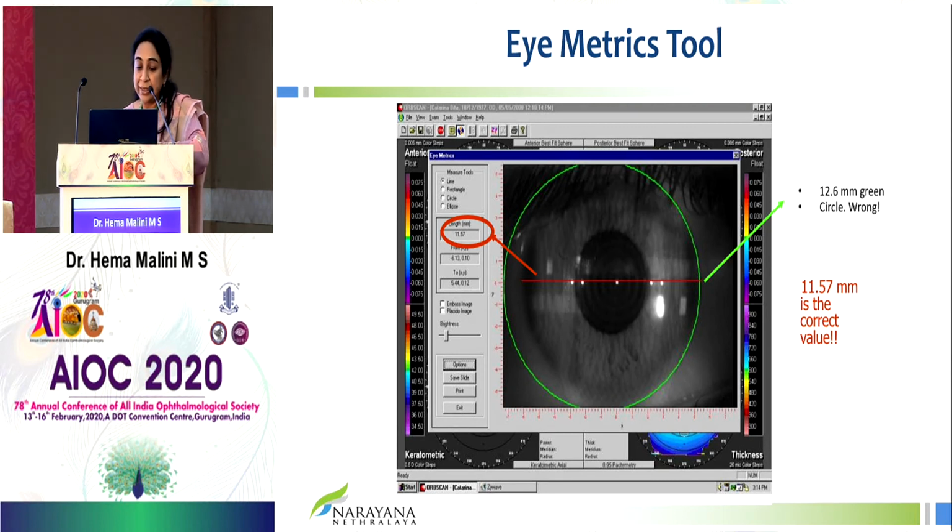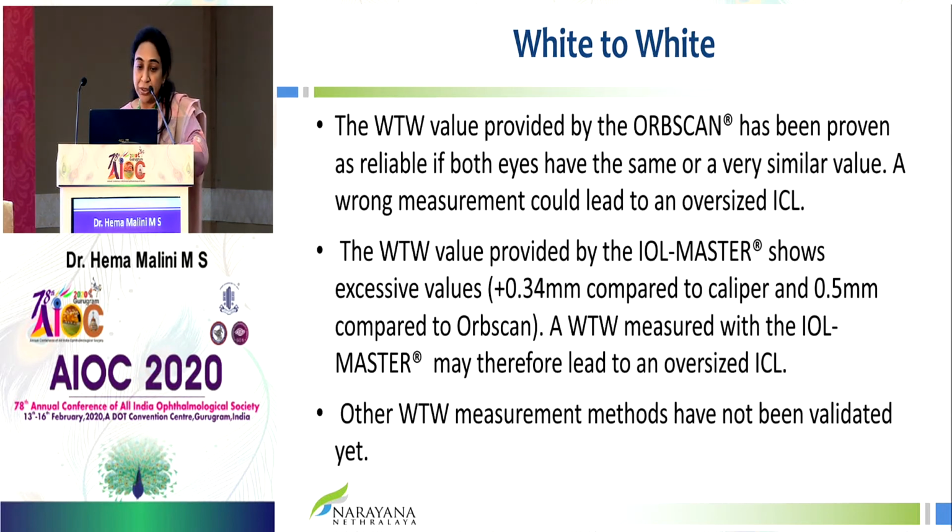And like I said, the Iometrics tool will help us to manually delineate the limbus, mark the limbus out, and then using the calipers, manually measure the white to white. This situation may arise when you have different white to white values when you measure it say 2 to 3 times, and you're confused as to what white to white value you need to take for ICL implantation.